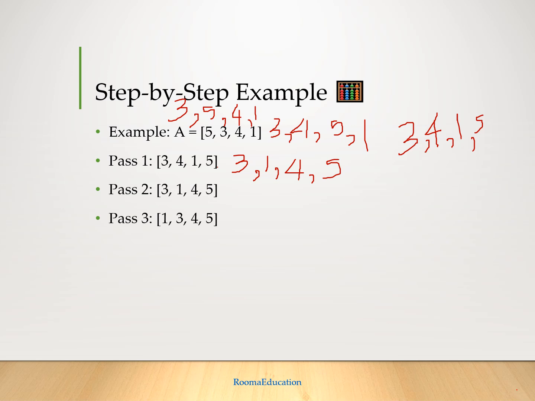Now we only have two numbers left to check. 3 is bigger than 1, so we swap them as 1, 3, 4 and 5. Now everything is sorted. Now our array is sorted in ascending order. Each pass helped move the biggest number to the correct position.